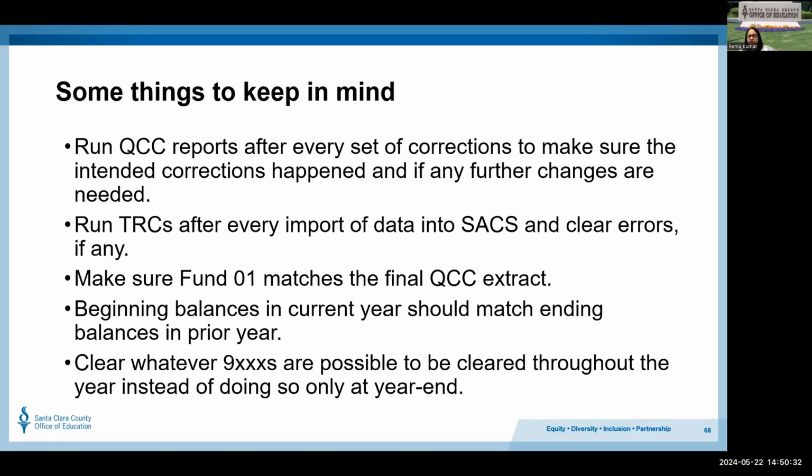And then make sure the Fund 01 matches the final QCC extract. So that's what you want to see in SACS. So make sure that the two are matching, because it's a good idea to make sure that those are matching, as also the beginning balances matching prior year's ending balance. I believe the new unaudited actual SACS ensures that this matches, but it's better to do a double check on that. And then regarding the 9,000s, a good idea is to clear whatever 9,000s are possible to be cleared during the year, so that you don't have to keep all of them towards the end of the year while closing. Next slide.